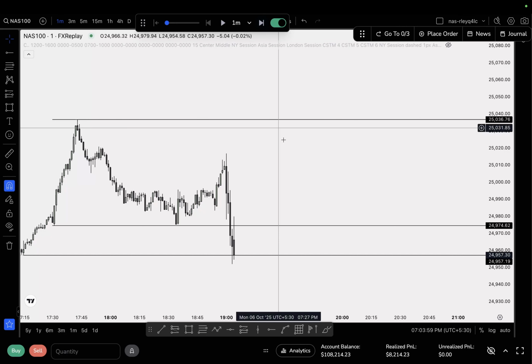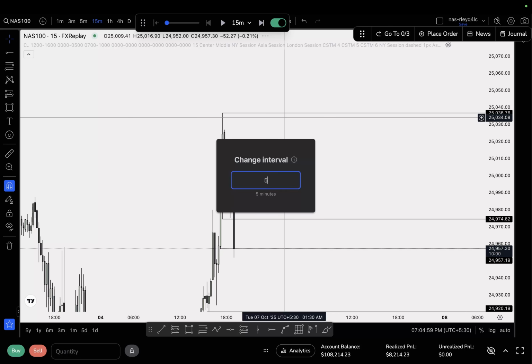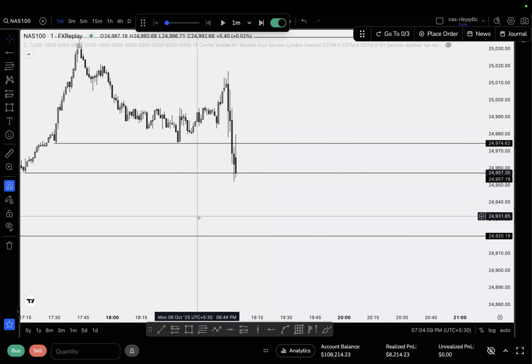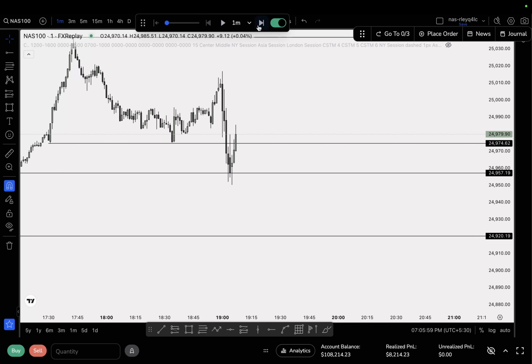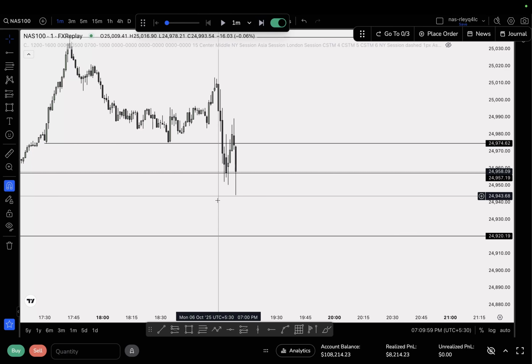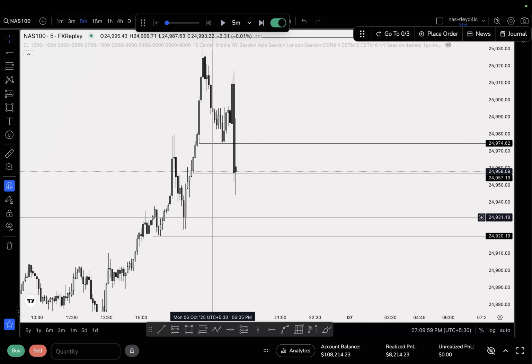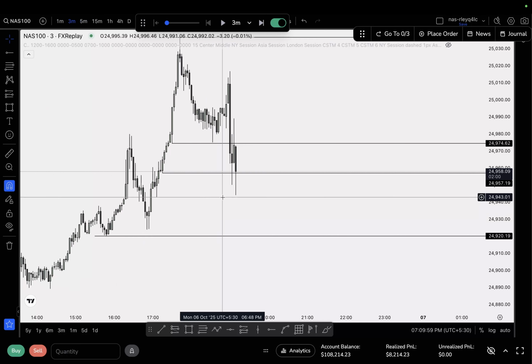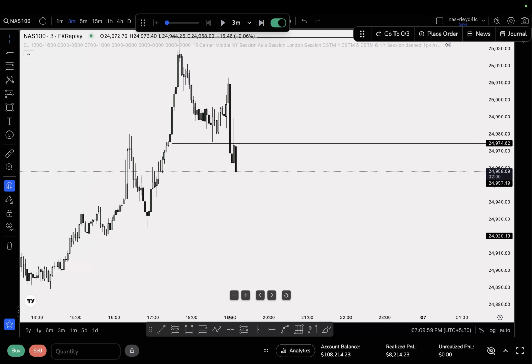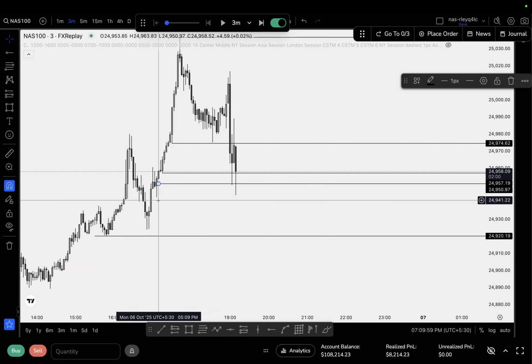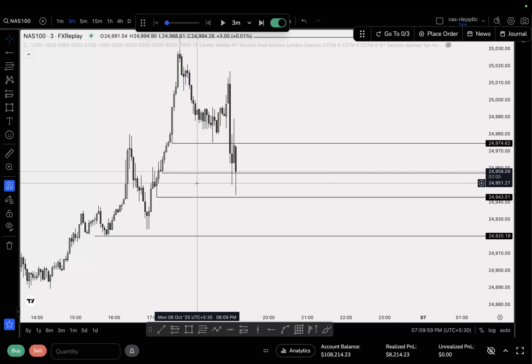2, 3, 4, 5. Skip the first 5 minutes. Price is pushing bearish. A flip. Yep. 3-minute tap and a flip. Break even right here. 1 minute.